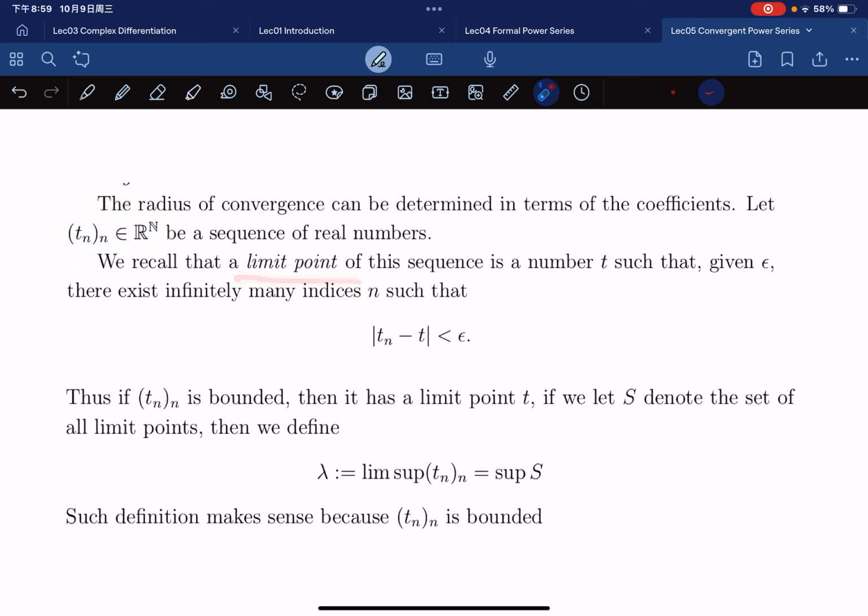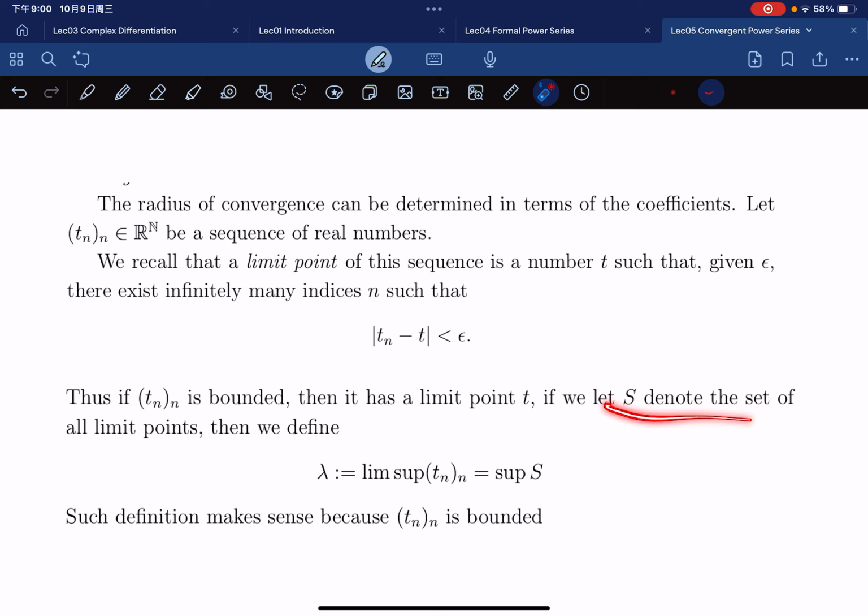Remember, a limit point of a sequence is a t such that for any epsilon, there are infinitely many n such that the term lies in the epsilon neighborhood of t. If it's bounded, it has a limit point, right? A bounded sequence has a convergent subsequence, and the limit of the convergent subsequence is exactly the limit point. This is Bolzano-Weierstrass, or you can argue this by bounded sets being sequentially compact. Compact, sequentially compact, limit point compact, same thing.